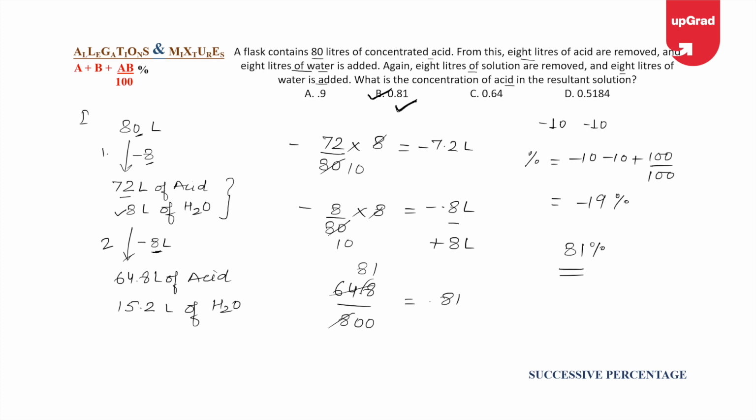Now, this is where you should understand the difference. There is a method which is actually taking enough of time, and no doubt that when you solve the question using this method, you will actually double check it. Whereas if you adopt this method, there is very, very less chance of getting it wrong. I hope you understood one more application of successive percentage, and this was one easy question of allegations and mixtures.